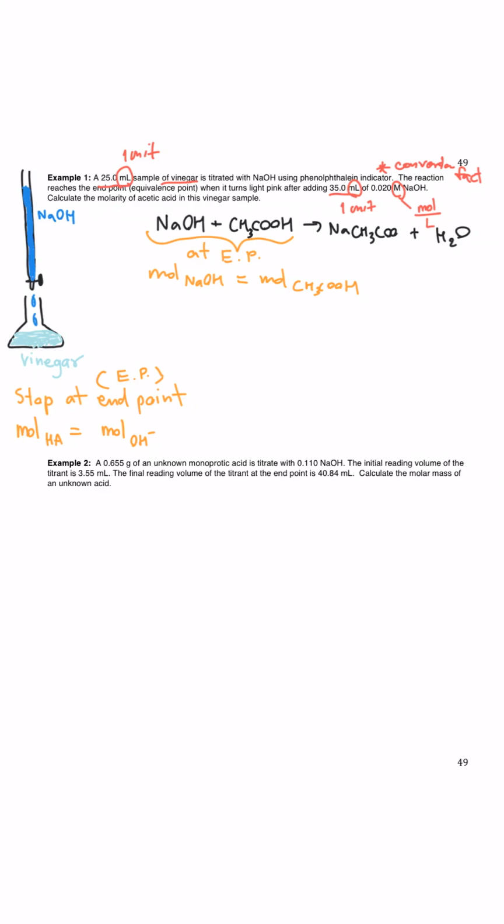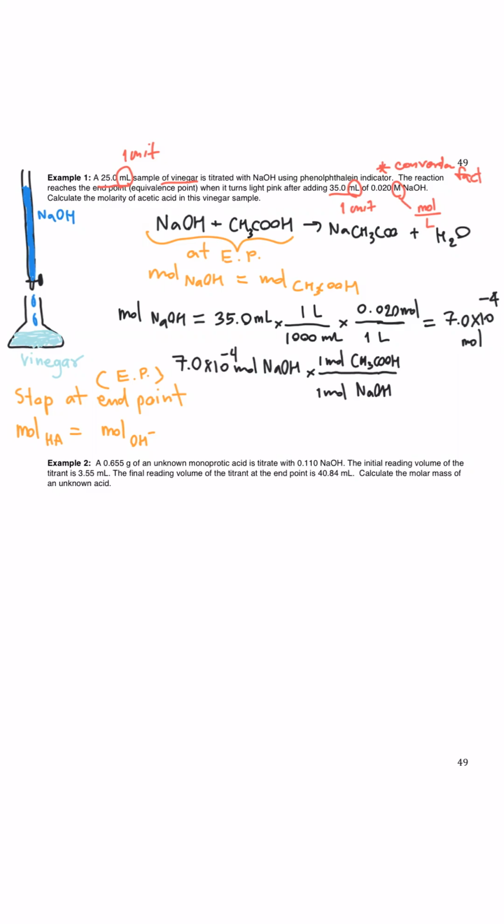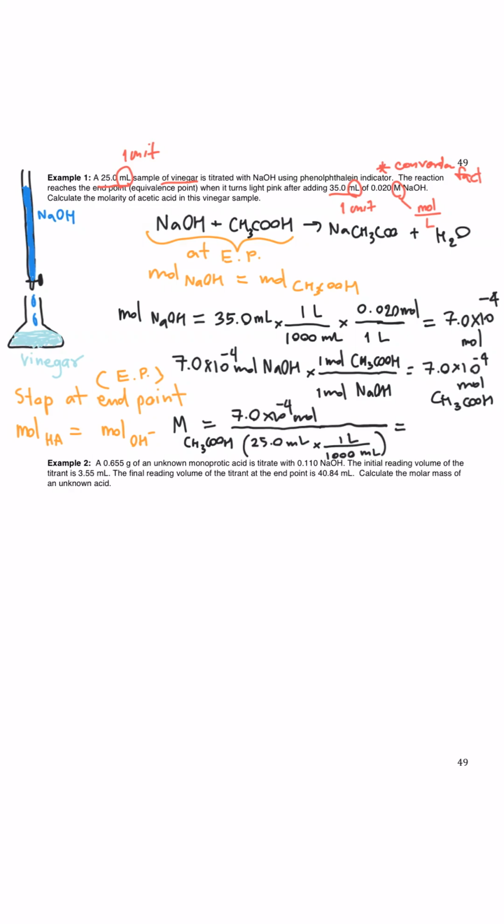So I'm going to go ahead and find out number of mole of sodium hydroxide first by using molarity of sodium hydroxide and volume of sodium hydroxide. Then use the mole-to-mole ratio between sodium hydroxide and acetic acid to convert to mole of acetic acid. And the molarity of acetic acid in this vinegar sample would equal to mole divided by liter. And the molarity of acetic acid in this vinegar sample will come out equal to 0.028 molar.